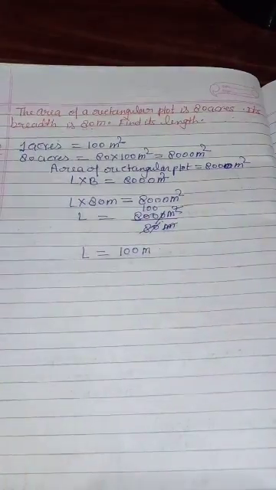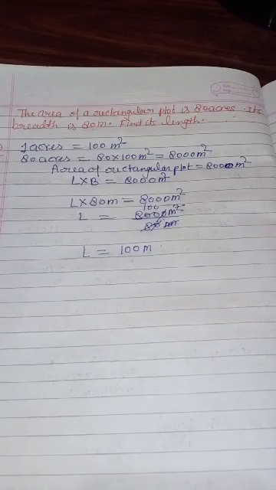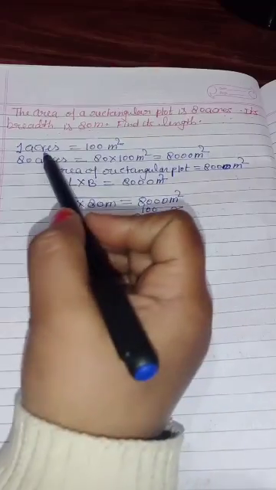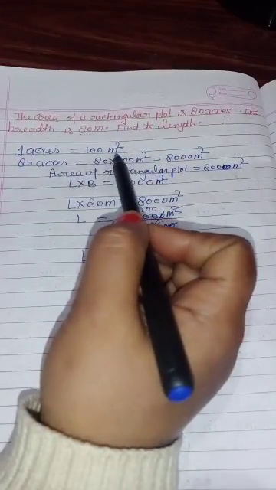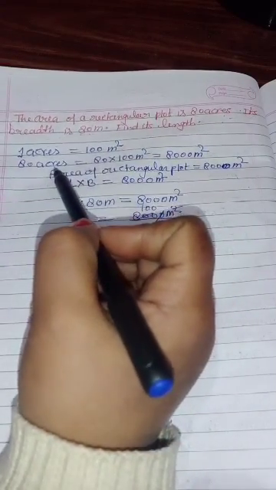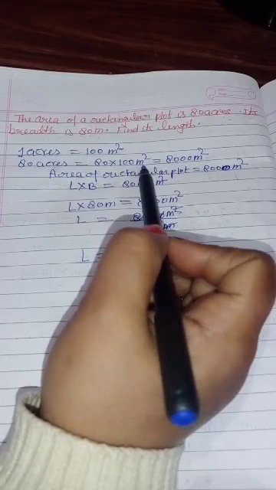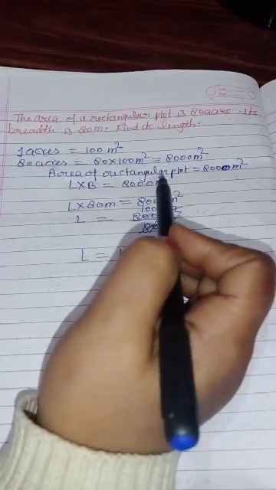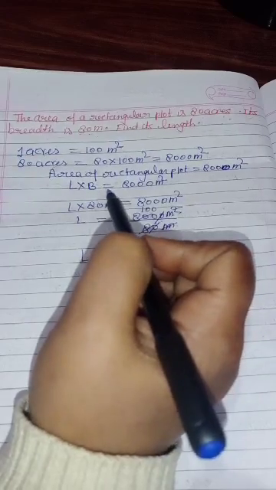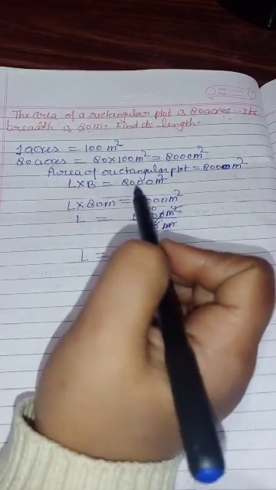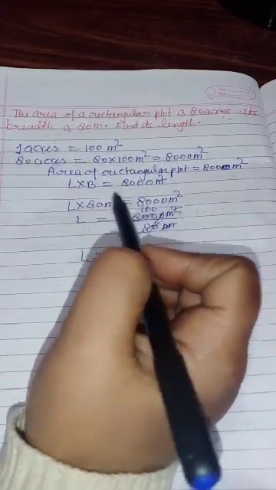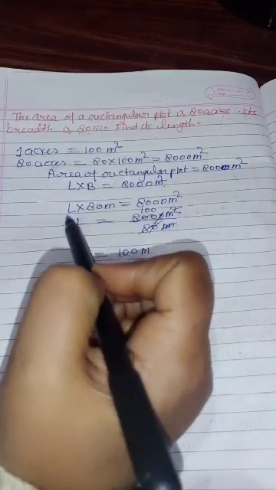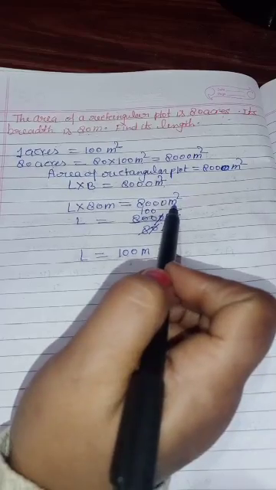Okay, so again try to understand this question. We have been given the area of the rectangular plot as 80 acres. So 1 acre is always equal to 100 meter square. So 80 acres will be equal to 80 into 100 meter square. So it will become 8000 meter square. You know that area of rectangle is length into breadth, so length into breadth is equal to 8000 meter square. Breadth is already given as 80 meter. So put the value here: L into 80 meter is equal to 8000 meter square.